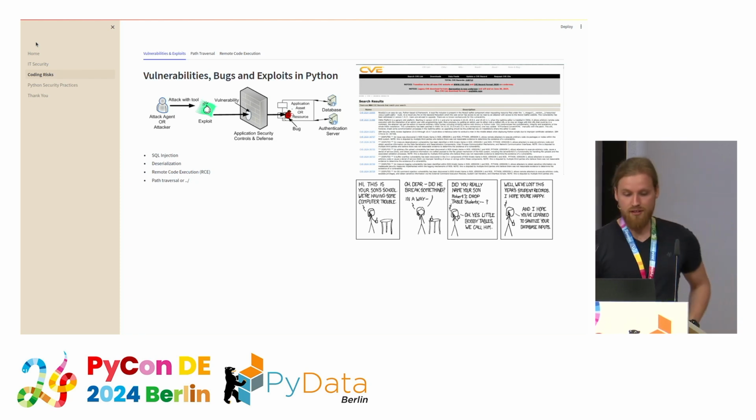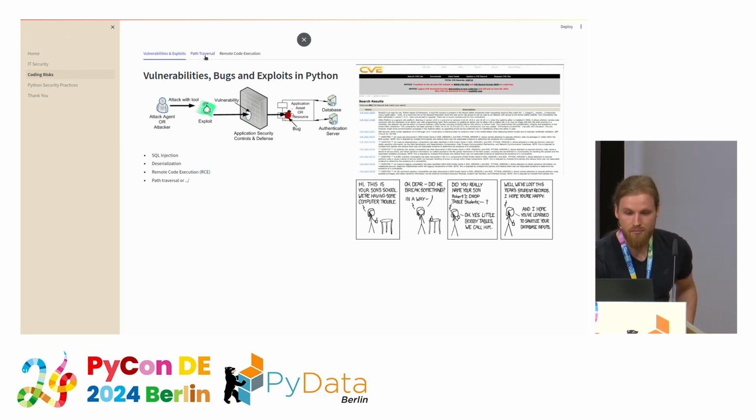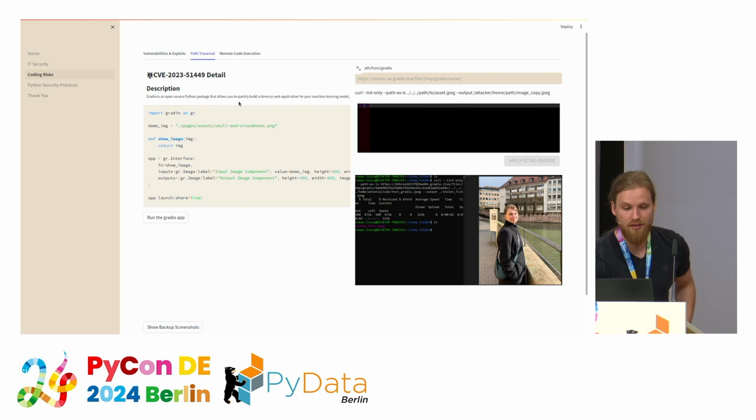Now we're going to start with the examples. The first one is the path traversal using Gradio. And for this, I will assign Antonia the task to actually deploy the server, because I don't want to. And I will assume the role of the malicious attacker and steal some file from her PC.